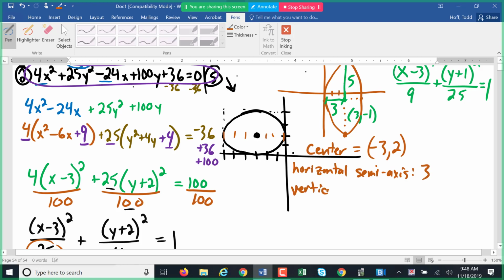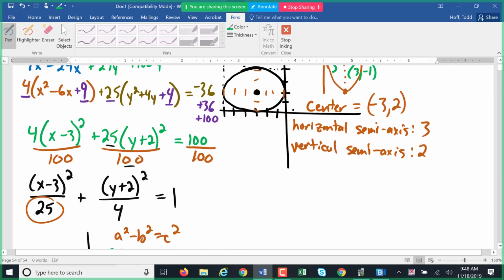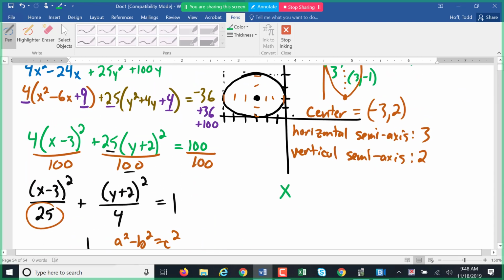The vertical semi-axis, 1, 2. So it's 2 units long. So that's saying our equation is going to be x minus the x coordinate of the center. So the x coordinate of the center is -3, so that ends up being x plus 3 squared over the horizontal semi-axis squared. So the horizontal semi-axis is 3, so 3 squared is 9.